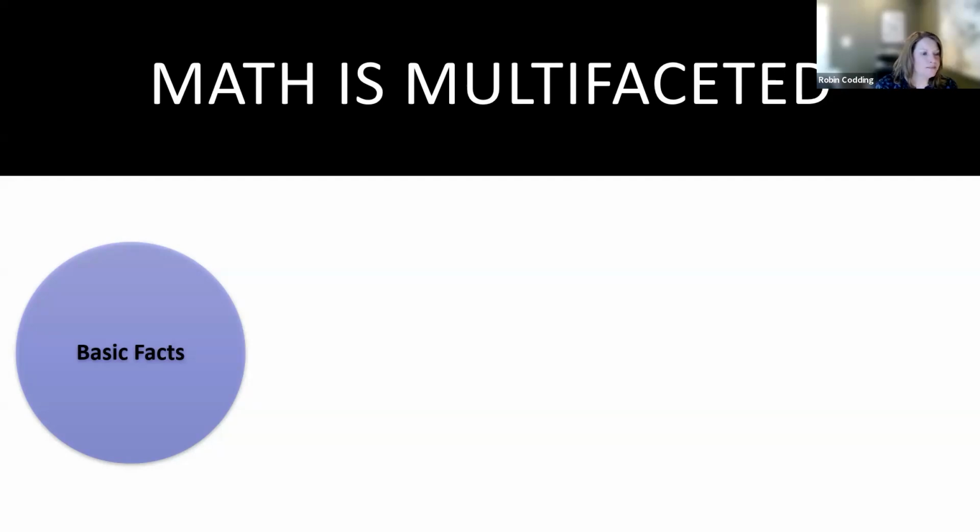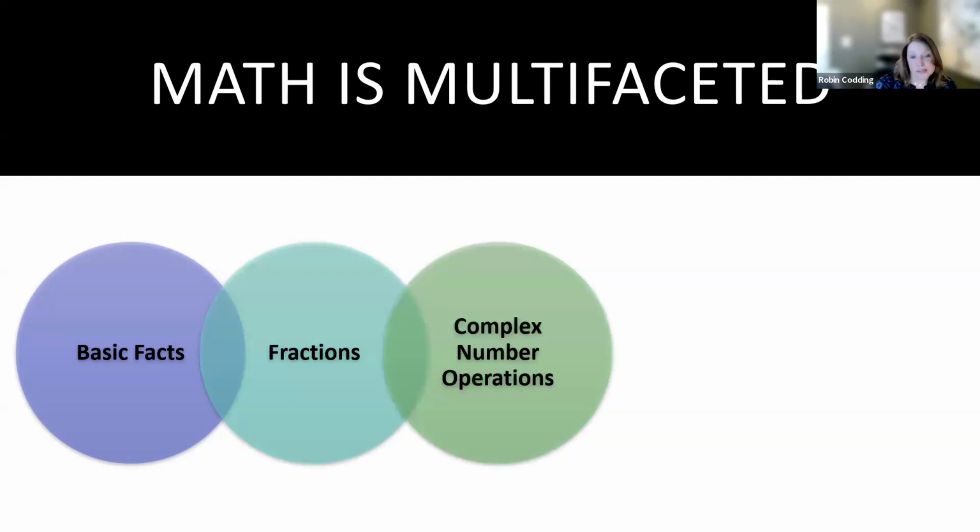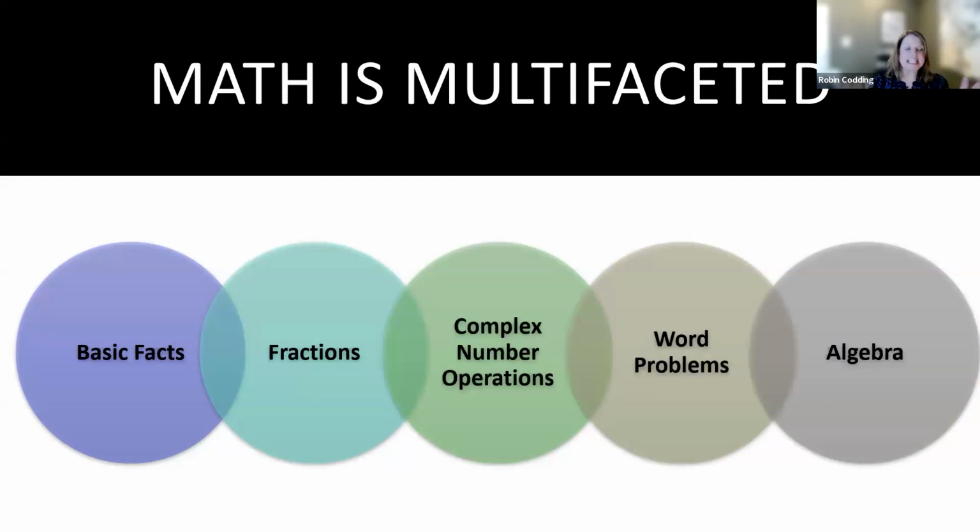So let's revisit. We mentioned that math is multifaceted. There is not one key area at the elementary level that students need to be familiar with, but we do know that they need early numeracy concepts like quantity, magnitude, and calculation, and they need to know simple and complex calculation and word problems. We also said they need to know fractions. So we can break down that multifaceted math area into key critical components: basic facts, fractions, early numeracy skills, complex number operations, word problems, and then of course we want to be algebra ready. So we can think about algebra.